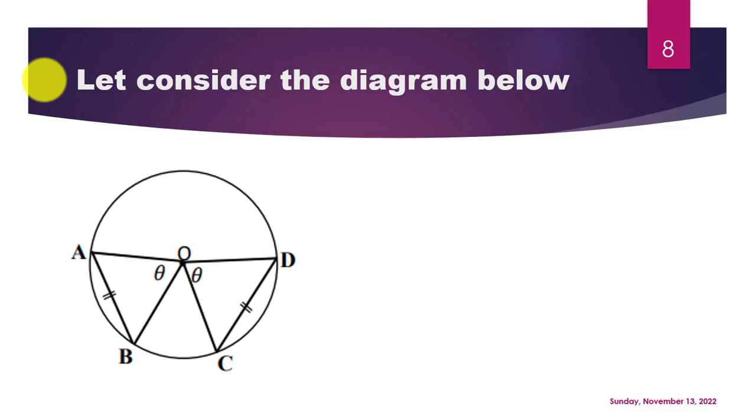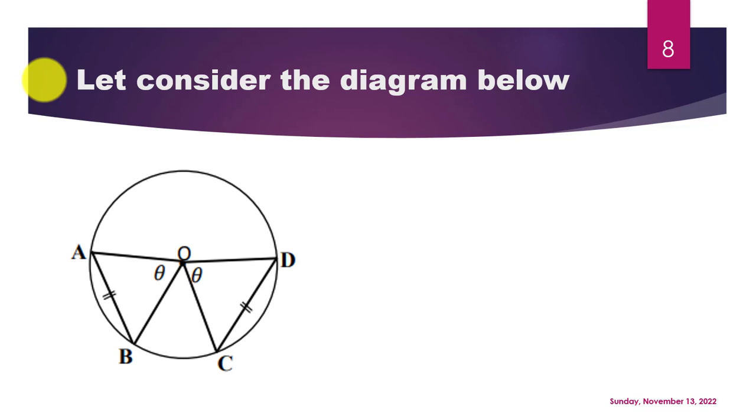The chord AB subtends an angle theta at the center of the circle. The line AB, which is the chord AB, subtends an angle at the center, which is angle theta. Also, the chord CD subtends an angle at the center.